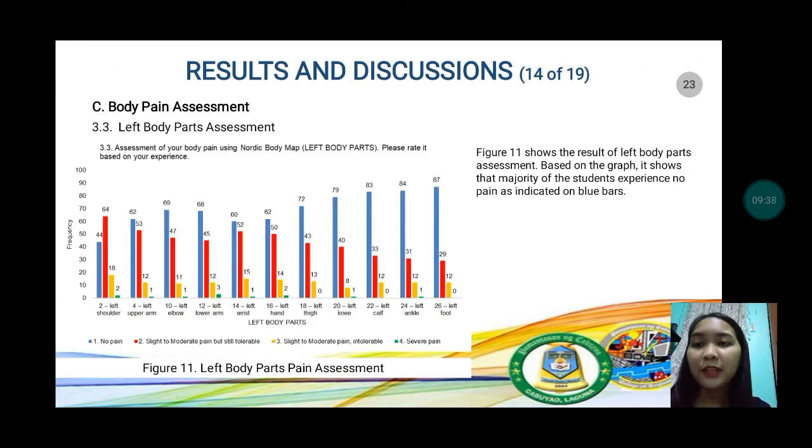For the left body parts assessment, Figure 11 shows the result of the left body parts assessment. Based on the graph, it shows that the majority of the students experience no pain, as indicated by the blue bars. The majority answered that they did not experience any pain on their left foot.